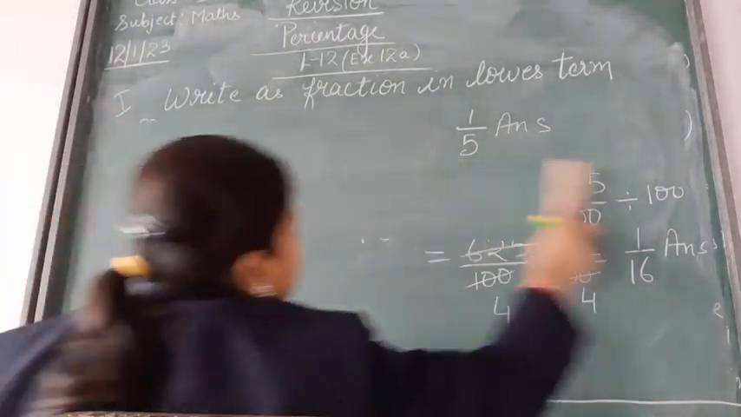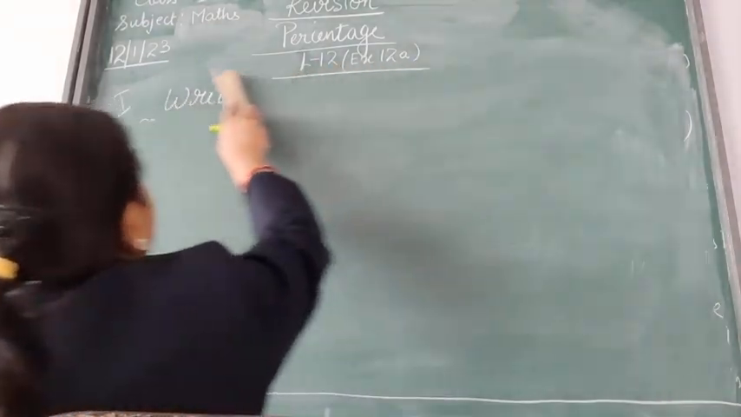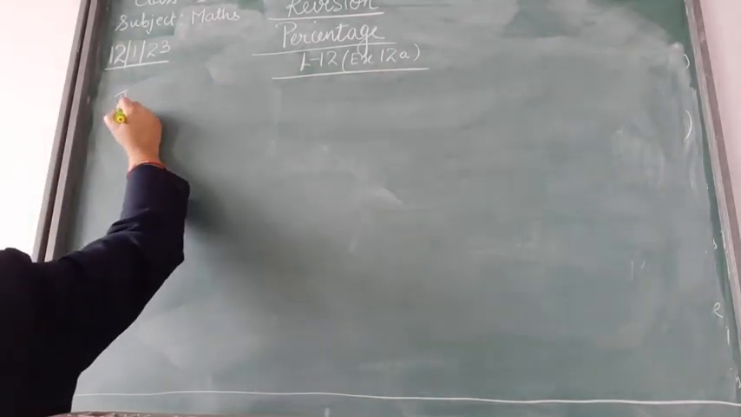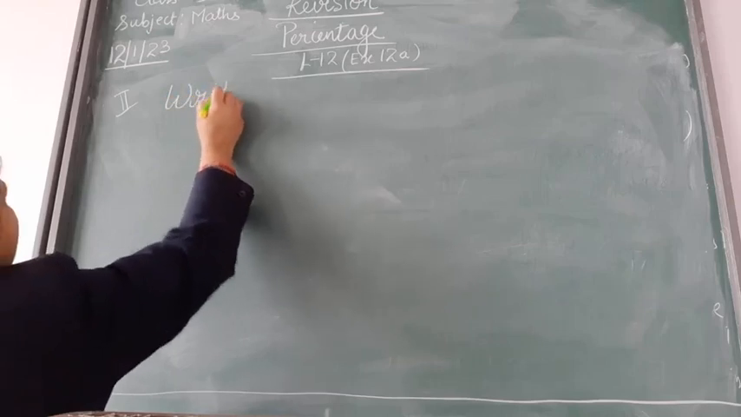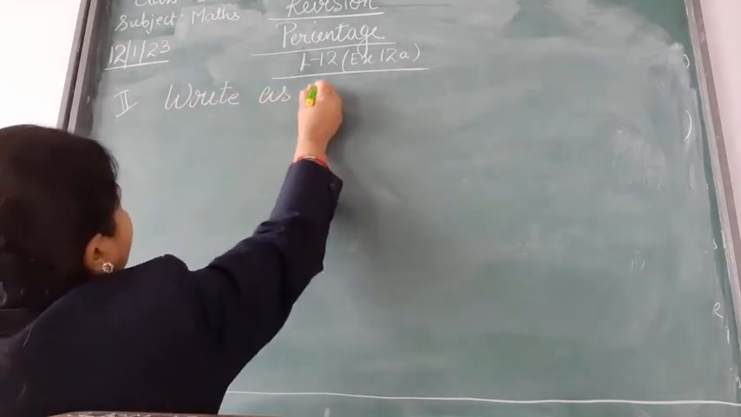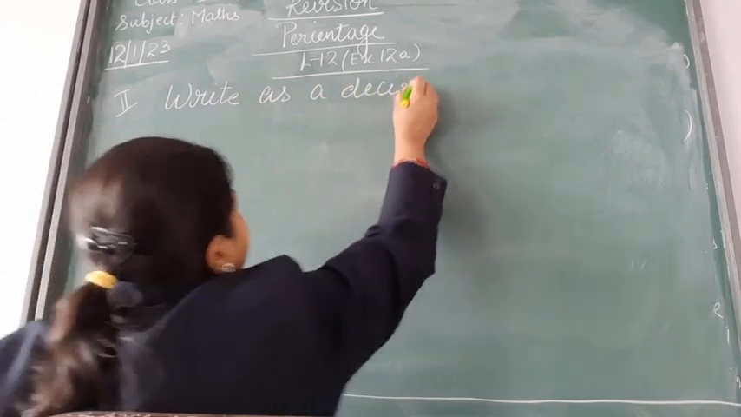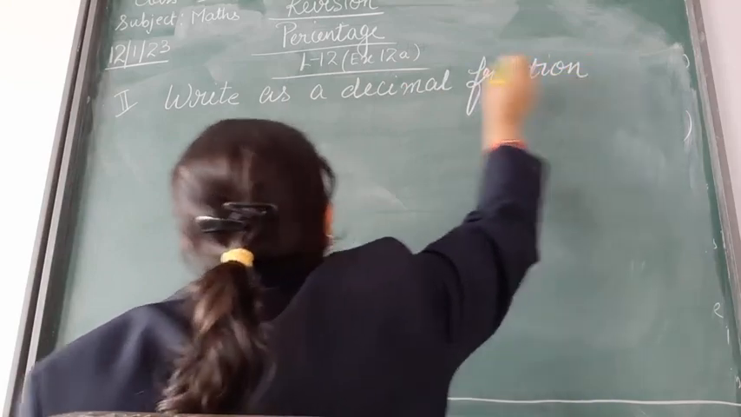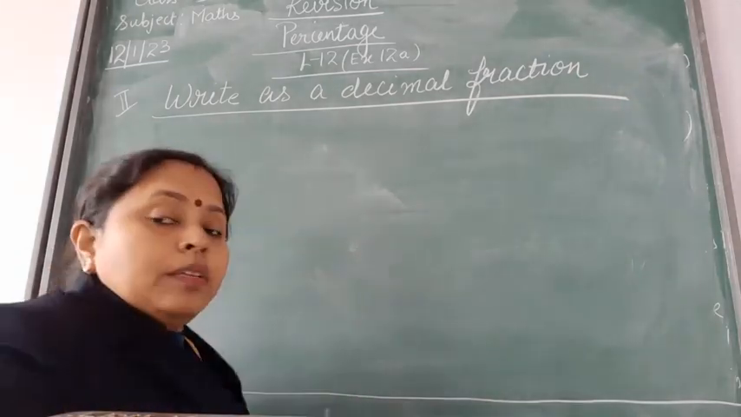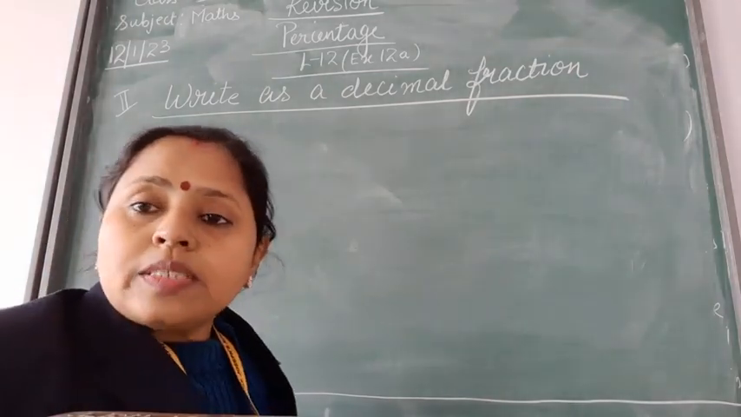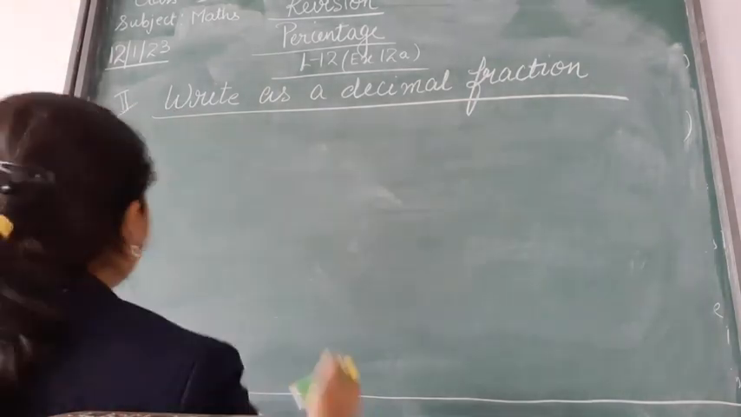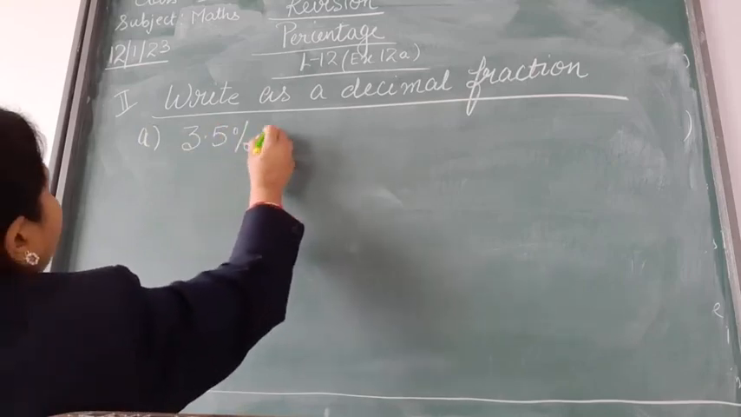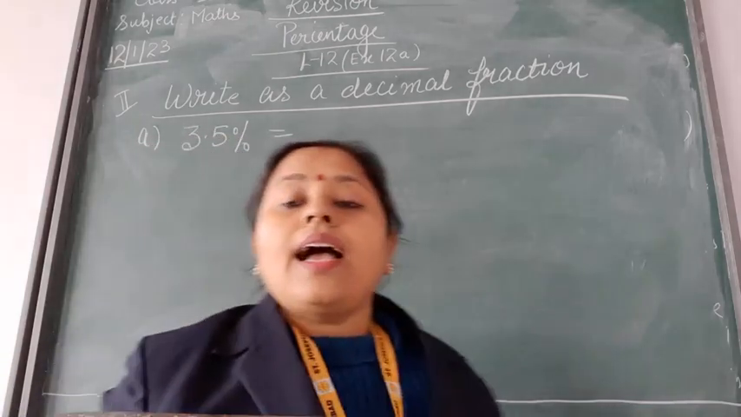Our second question is: write as a decimal fraction. This means we have to write the given percentage in the form of decimal. The first part of this question is 3.5%. Now we have to write it as decimal fraction.